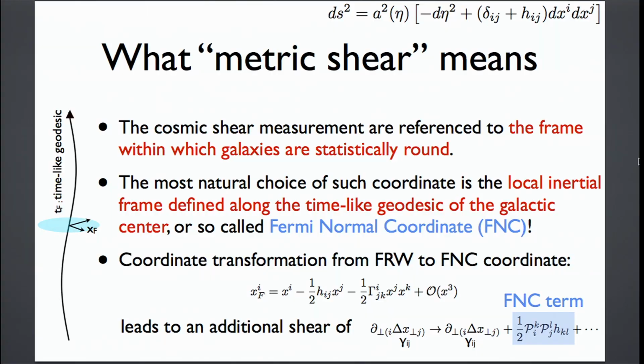To make sense of any weak lensing measurement, we have to define a coordinate system or reference system where the galaxies are statistically round, right? And we argue that coordinate system is a local inertial frame along the time-like geodesic of the galaxy. So if you sit in the galaxy, your galaxy looks circular, or round. And then the coordinate around this time-like geodesic is called Fermi normal coordinate. The coordinate transformation between the Friedmann-Robertson-Walker coordinate and Fermi normal coordinate is given by this relation. And then the shear measured in the local coordinate and the Friedmann-Robertson-Walker coordinate are related by this equation, and we have this one term which is proportional to the Hij at the location of source. That is the metric shear term.